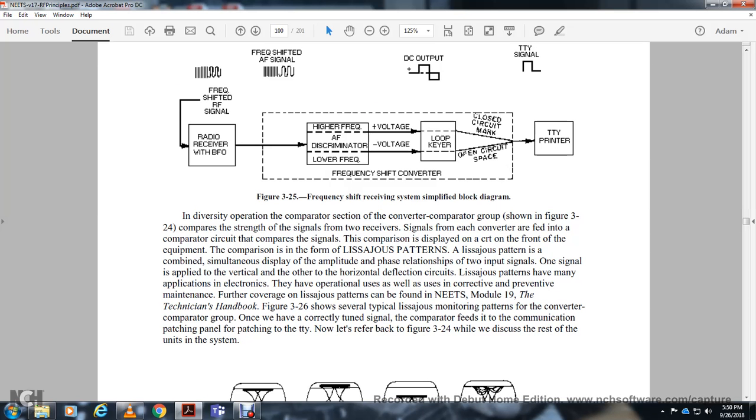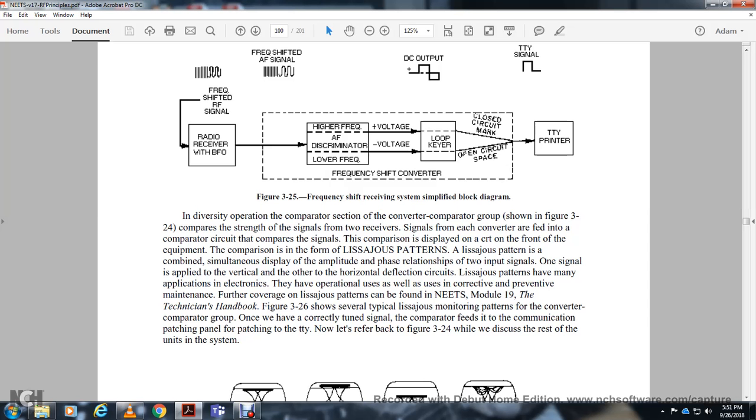And the diversity operator for the comparator section, with the converter comparator group, is shown in figure 324. The signals of the two receivers are fed into the comparator circuit. The signal comparison is displayed on a CRT on the front of the equipment, in the form of the Lissajous pattern.